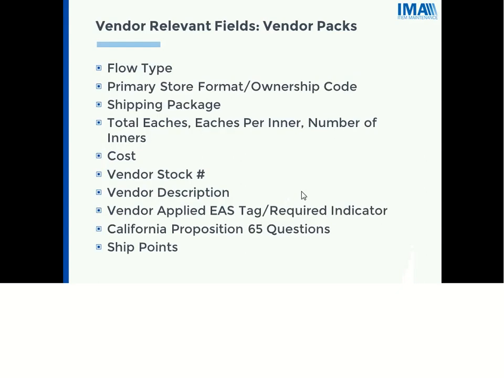So some of the relevant fields for you as a vendor: you have your flow type, primary store format or ownership code, your shipping package, your total eaches per enter and number of enters, your cost, vendor stock number and description, your EAS tag indicator. Again, that one's also on the item tab, so you want to make sure that those match. You also have your California Prop 65 questions and your ship points.